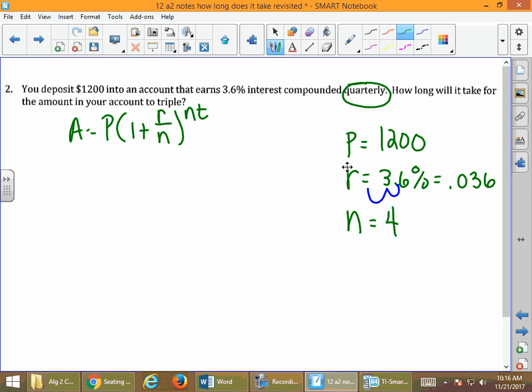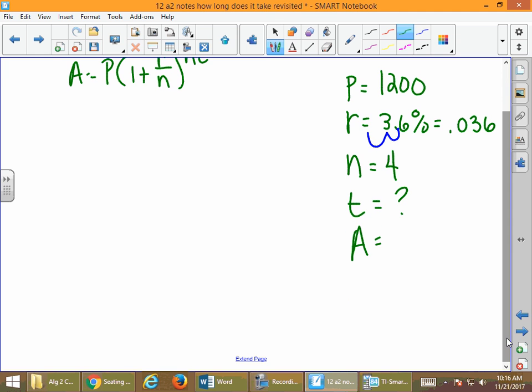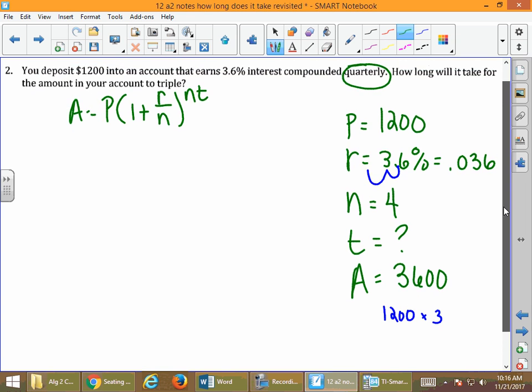It says how long, that's time. We don't know what time is. It says how long will it take for our amount to triple? Well, that's going to give us our A. And what we're going to do is take 1,200 and multiply it by 3, because triple means 3 times, and we get 3,600. So there is everything we know about the problem. And now we're going to put it into our formula to help us solve.